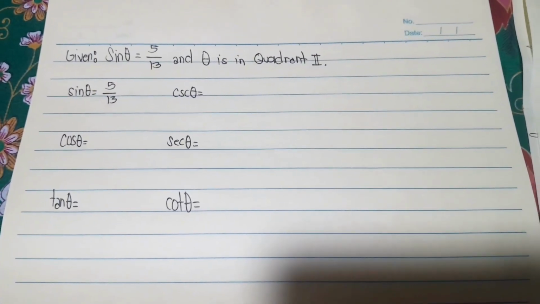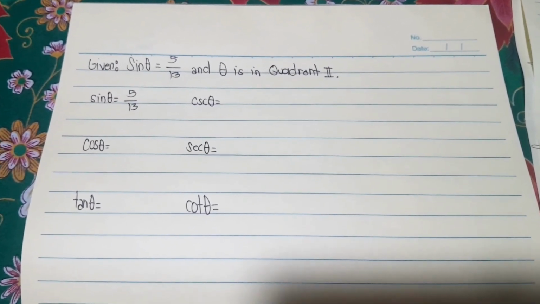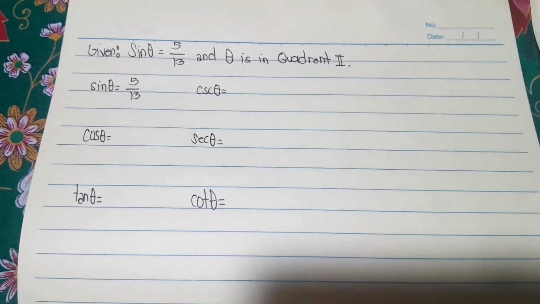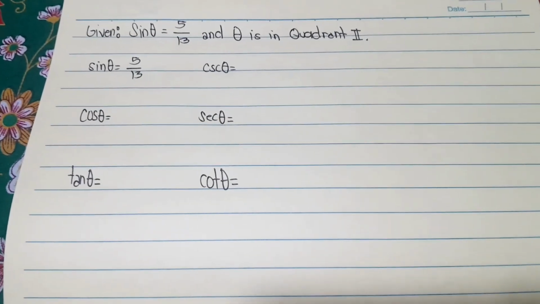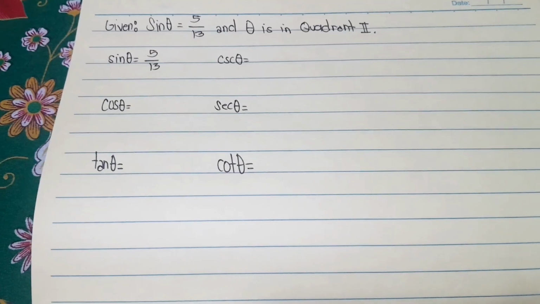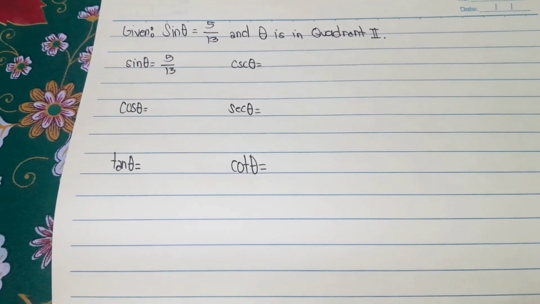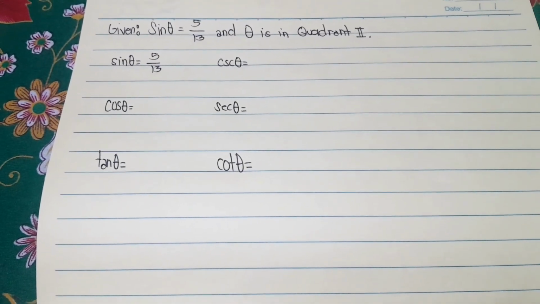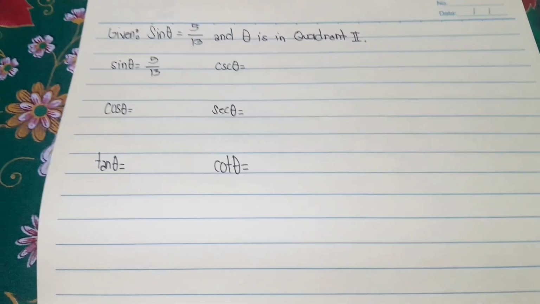And now, let's proceed to our next problem. We have a given sine theta is equal to 5 over 13 and theta is in quadrant 2. So we need to look for cosecant theta, cos theta, secant theta, tan theta, and cot theta.